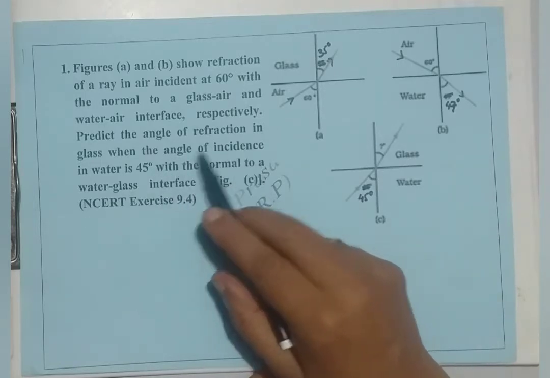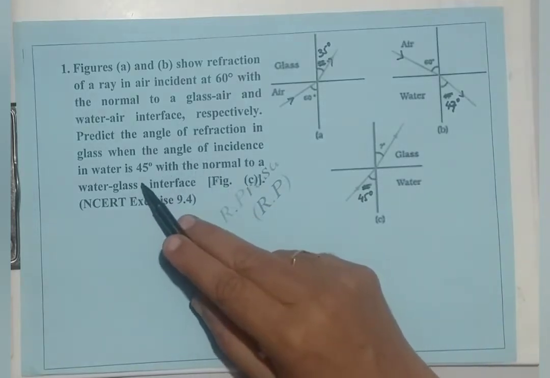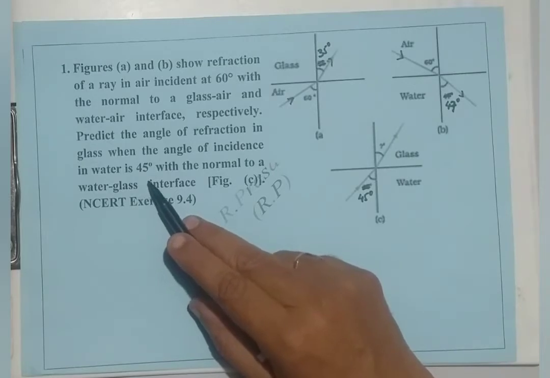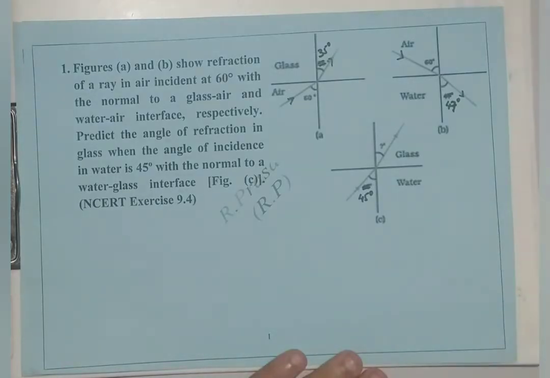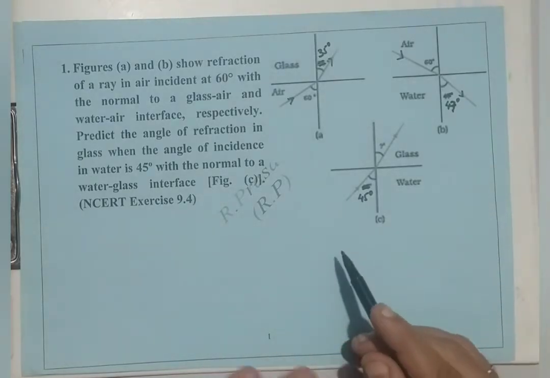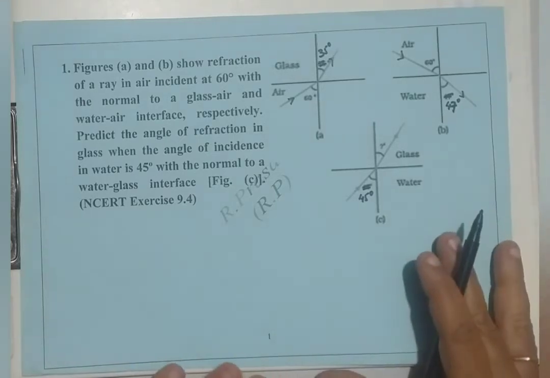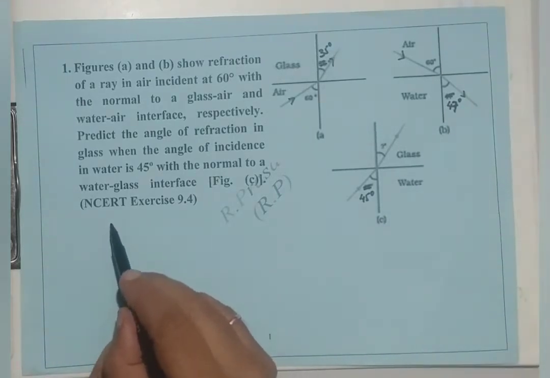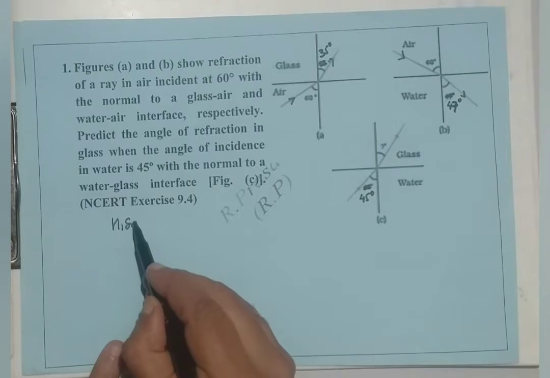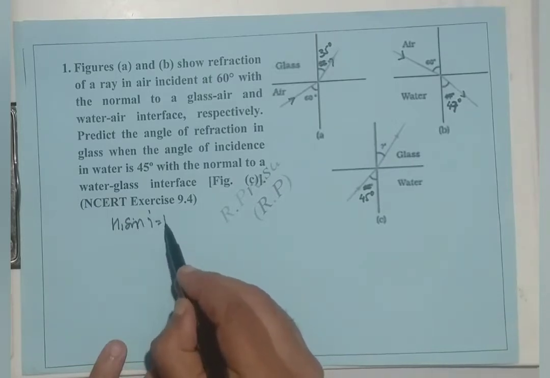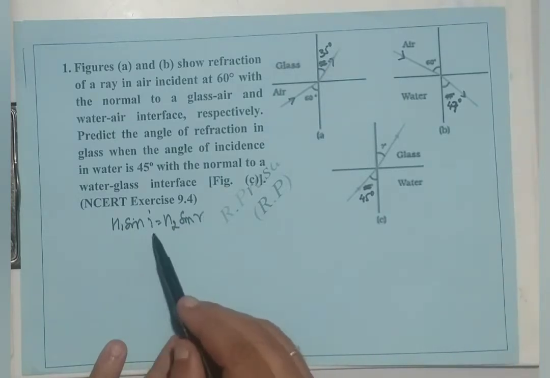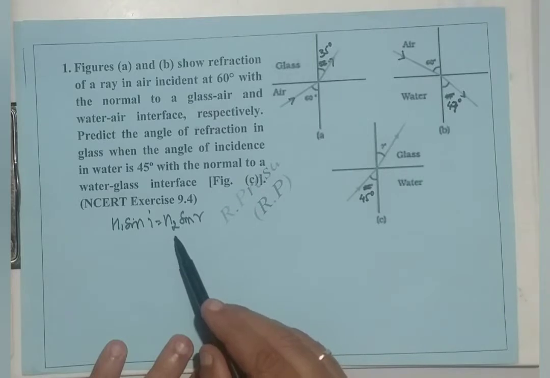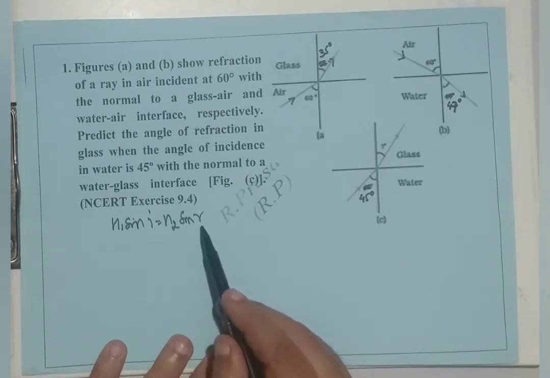Predict the angle of refraction in the glass when the angle of incidence in water is 45 degrees with the normal to a water-glass interface. We start with this. We learnt in theory to write Snell's law in this form: N1 sin I equals N2 sin R, where N1 is the refractive index of the first medium in which I is the angle of incidence, N2 is the refractive index of the second medium in which R is the angle of refraction.